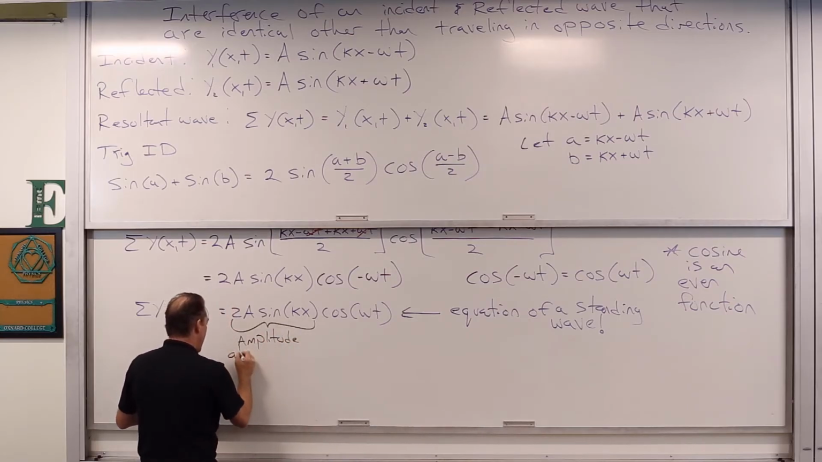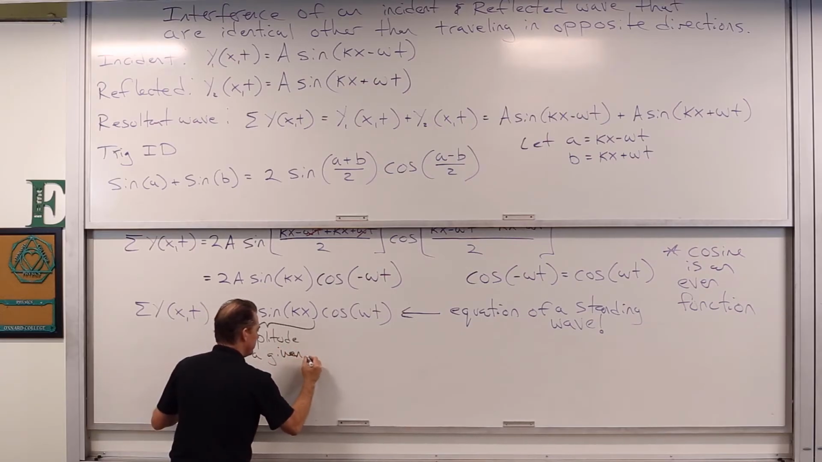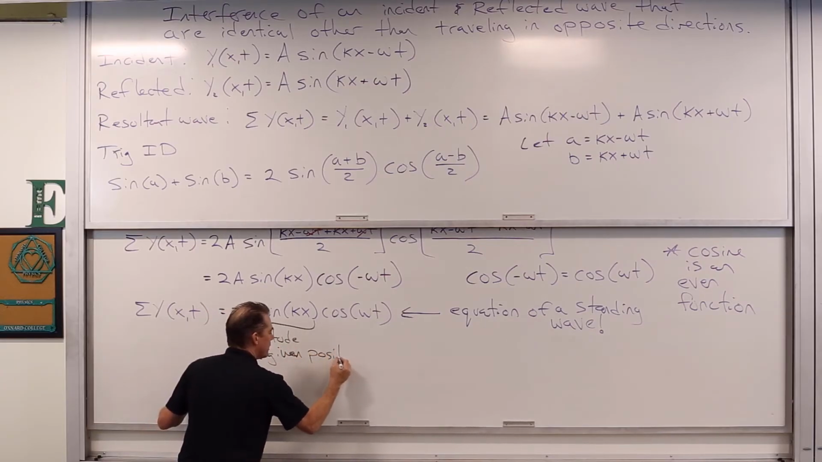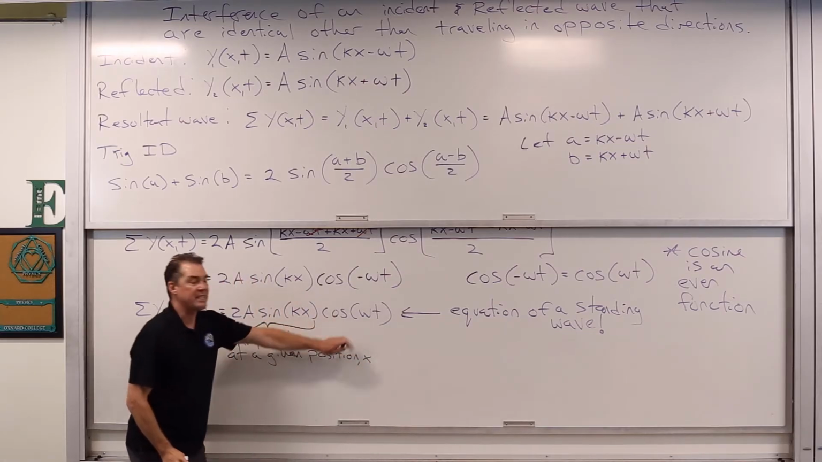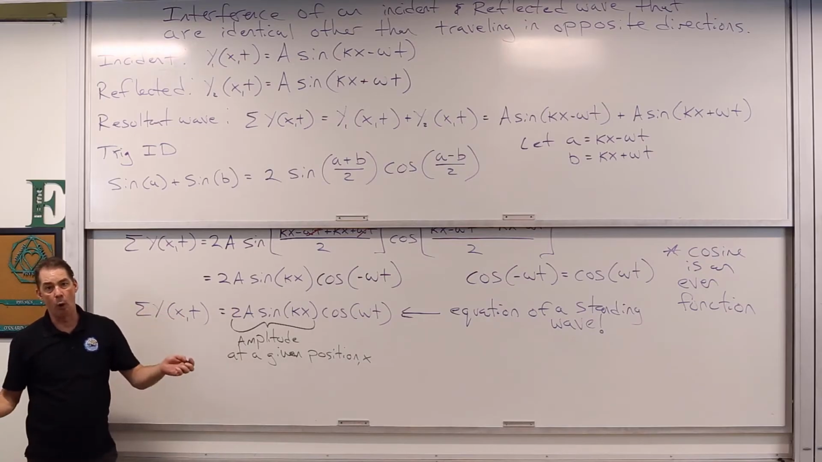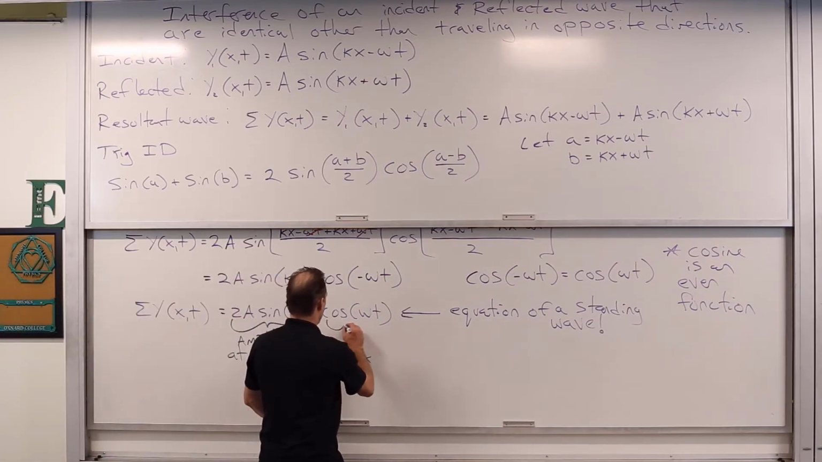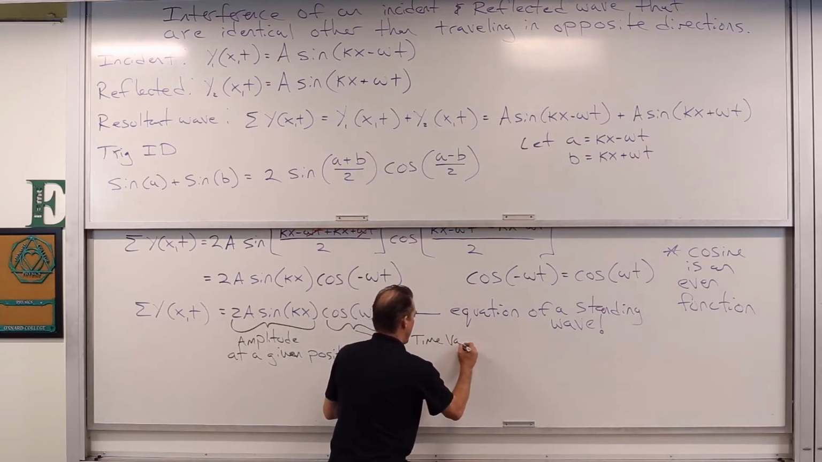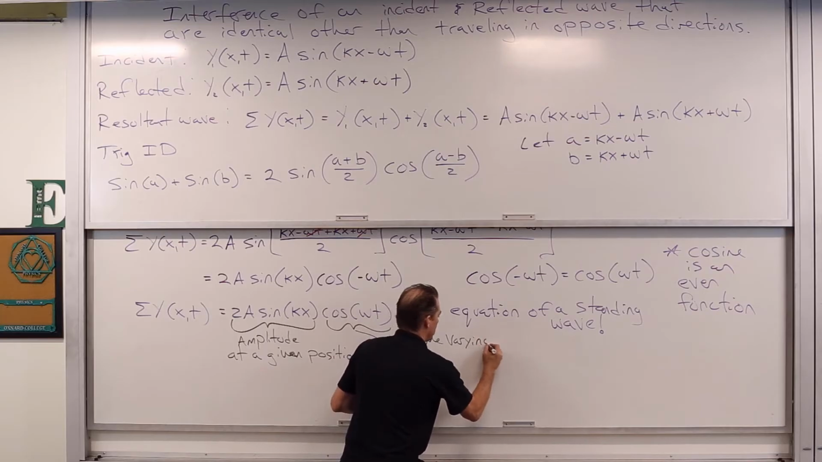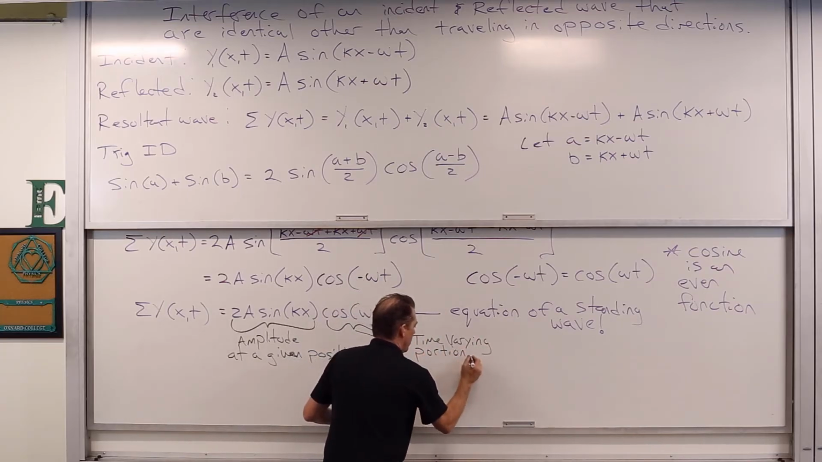But this is what we get. This is the amplitude at a given position x, and this is the time component, or the time-varying oscillation.